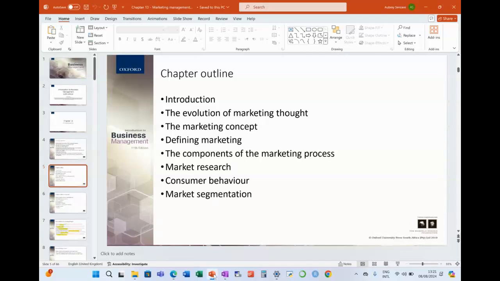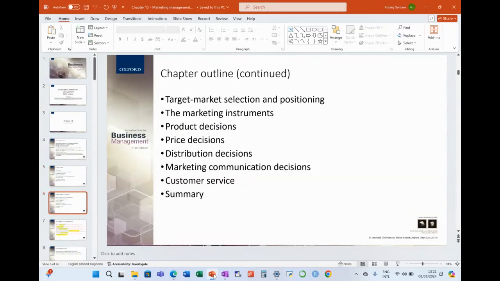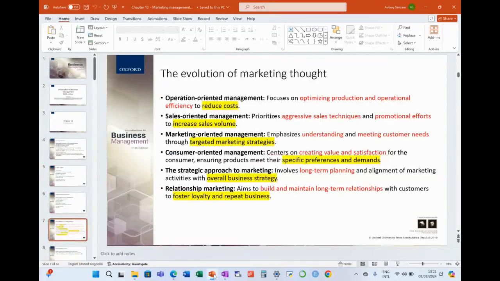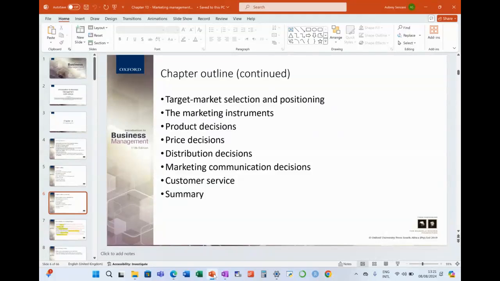Okay. So number 1, for marketing management, obviously introduction. The evolution of marketing thought, marketing concept, defining marketing. This was quite interesting for me. The concept of the marketing process, marketing research, consumer behavior, and then market segmentation. Let me just finish this and I'll take your question. Then target market selection and positioning.